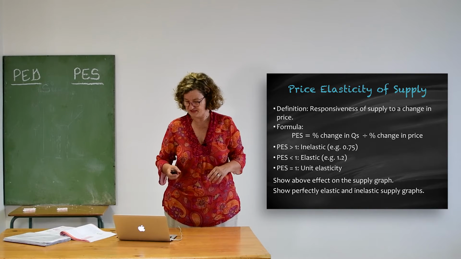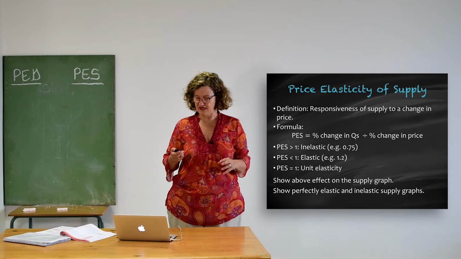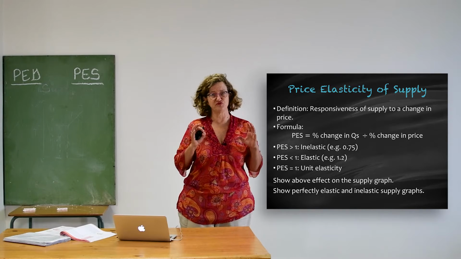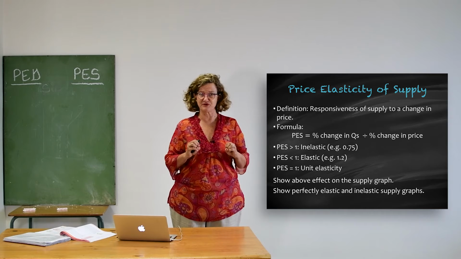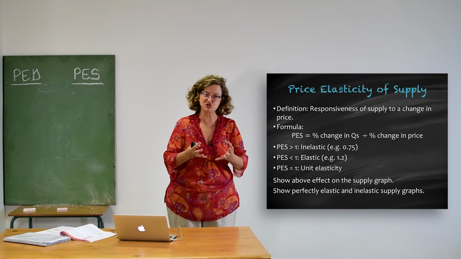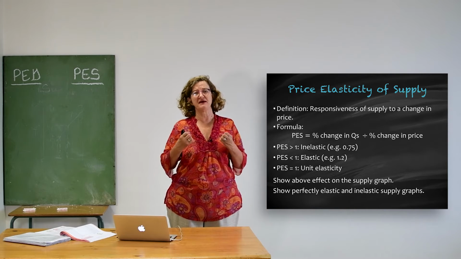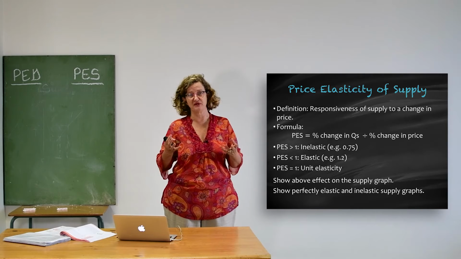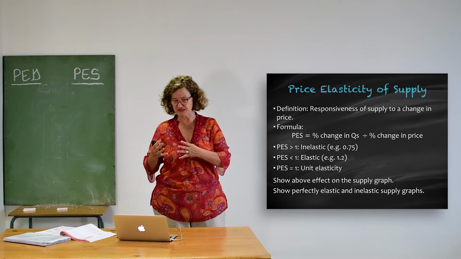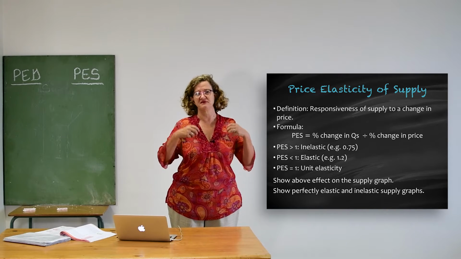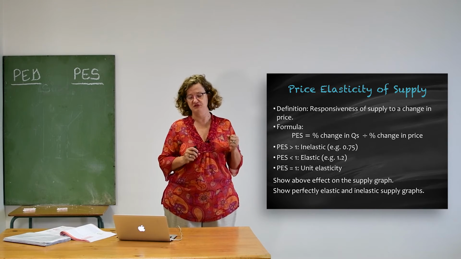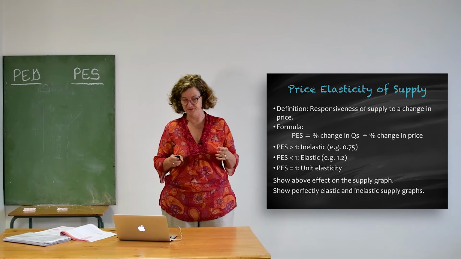in the supply. Okay, and again here, if your answer is more than one, this is a very elastic product. It means that it responds by a higher percentage than the price has changed. So if the price increased by 10%, the farmer will supply, say, 12% more of this product.